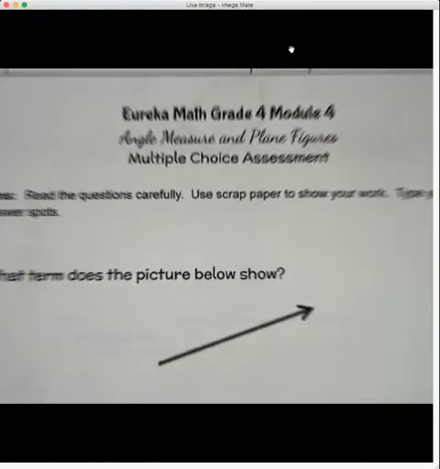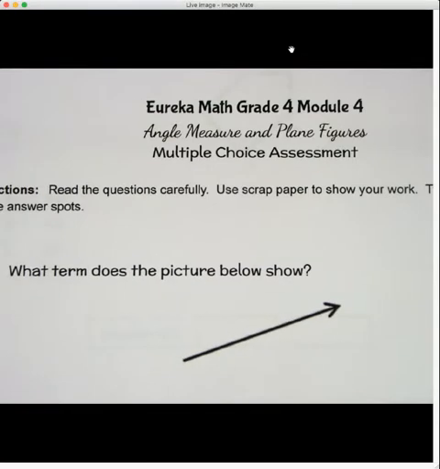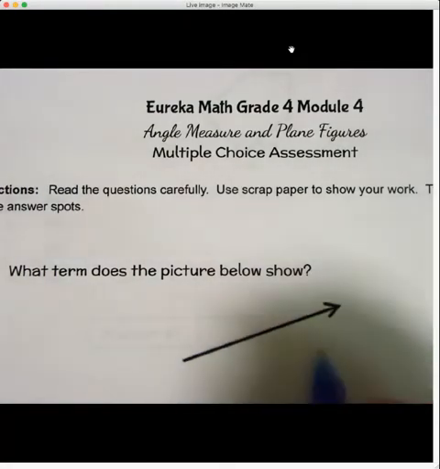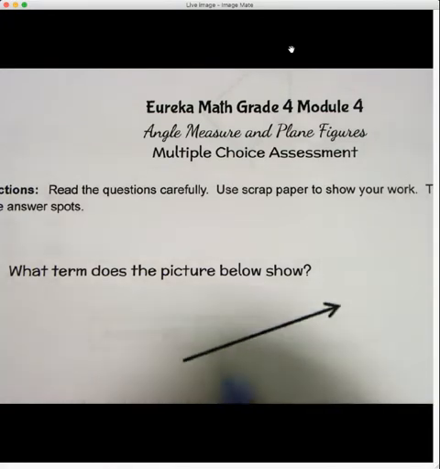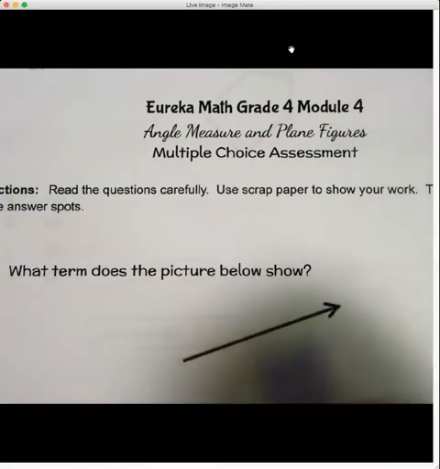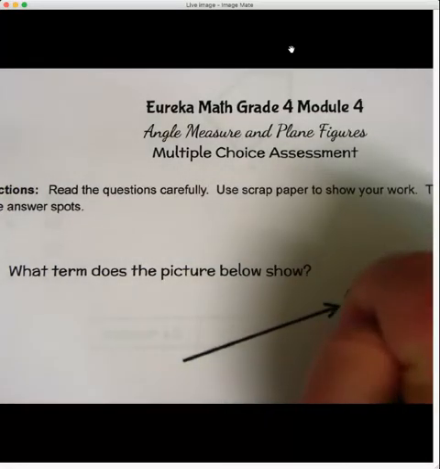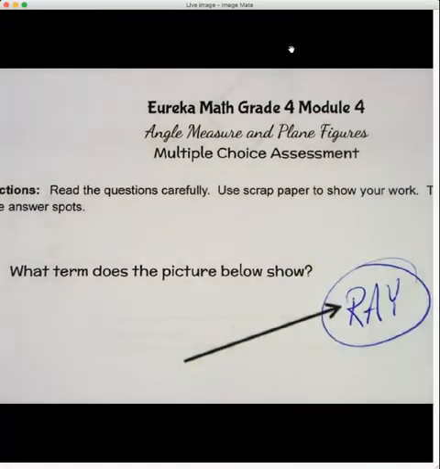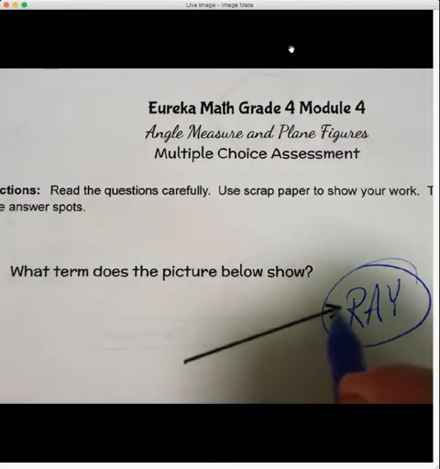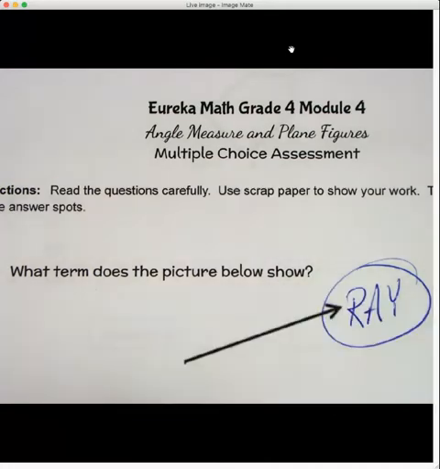And the first question says, what term does this picture show below? So what is this right here? Is it a line segment? Nope. Is it a line? No, a line would have an arrow on this side. Is it an angle? No, an angle is made up of two of these. This is called a ray. So a ray has an endpoint and goes forever in one direction. So that is a ray.